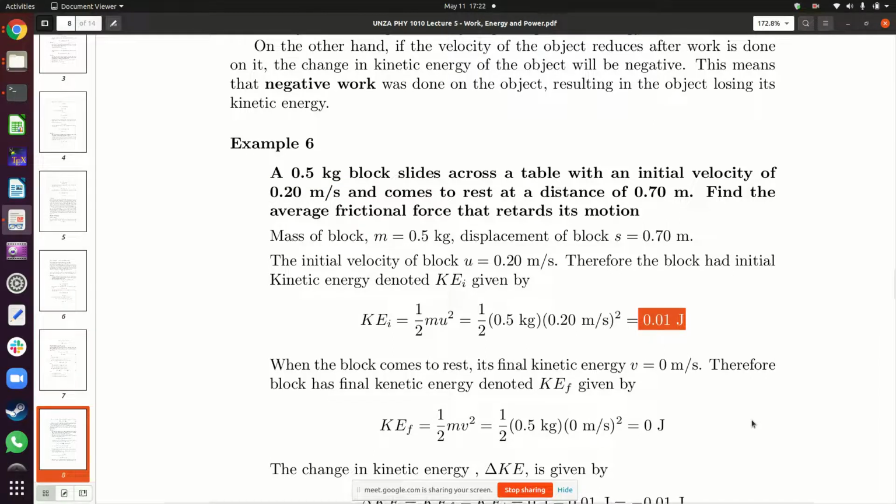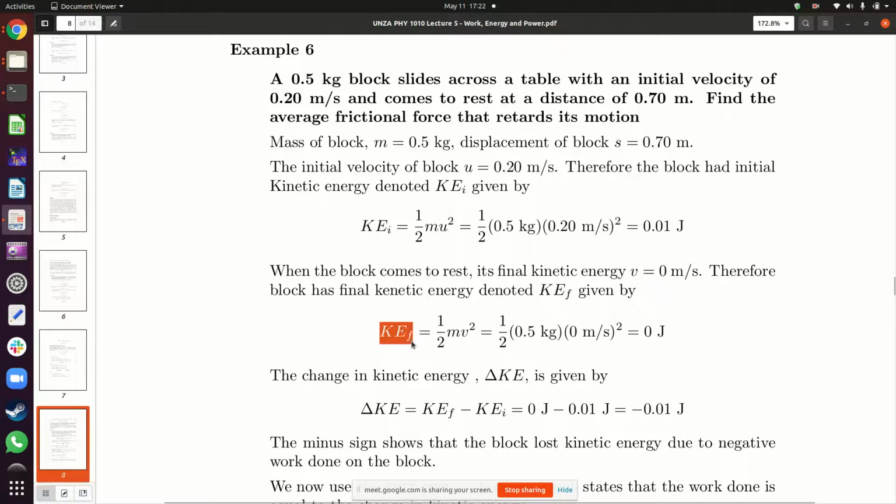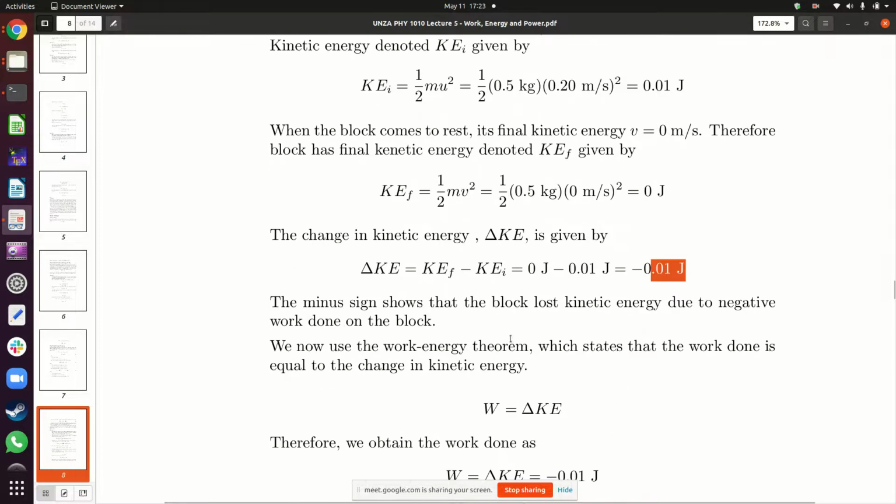joules. Since the block comes to rest, it means that the final velocity of the block, V, is equal to 0 meters per second. So in that case, the final kinetic energy, KEF, is going to be equal to half mv squared. Our V is equal to 0, so half times 0.5 kg times 0 meters per second squared gives us a final kinetic energy of 0. The change in the kinetic energy is going to be equal to the final kinetic energy, which is 0 joules, minus the initial kinetic energy, which is 0.01. So we have 0 joules minus 0.01, which gives you minus 0.01 joules as the change in kinetic energy.